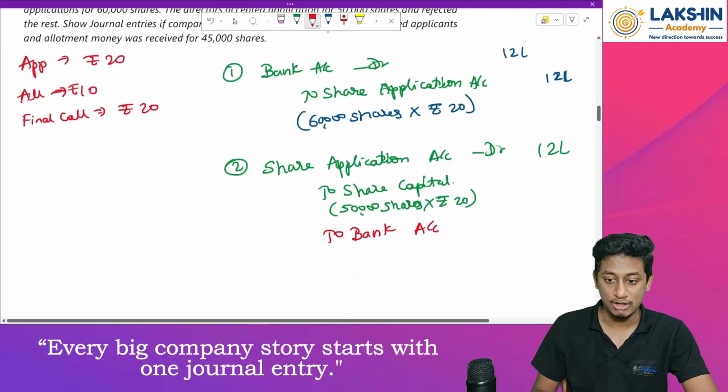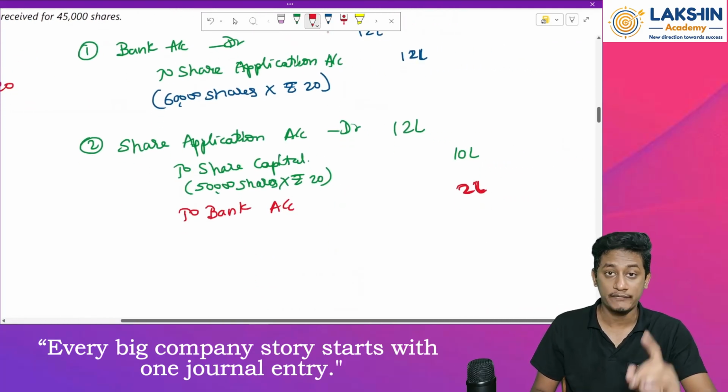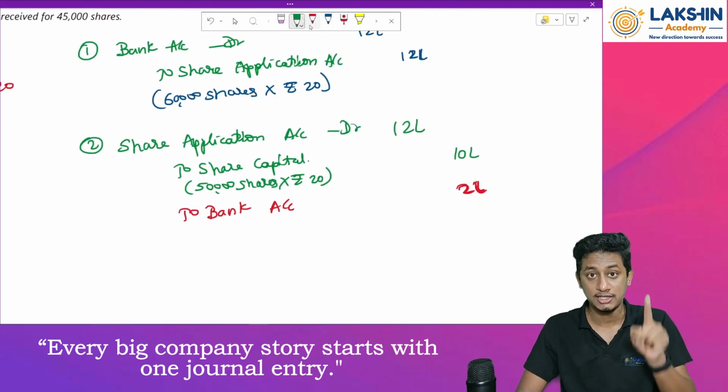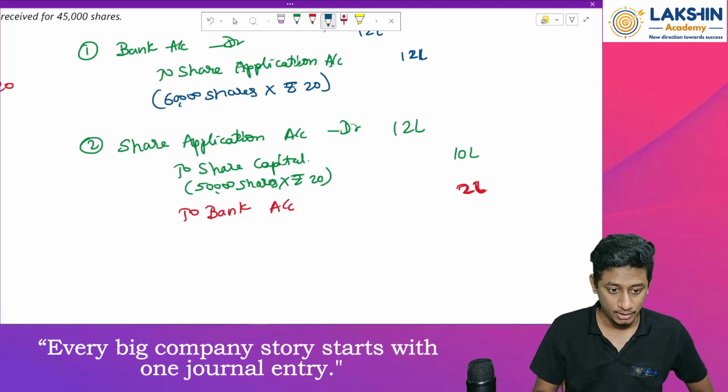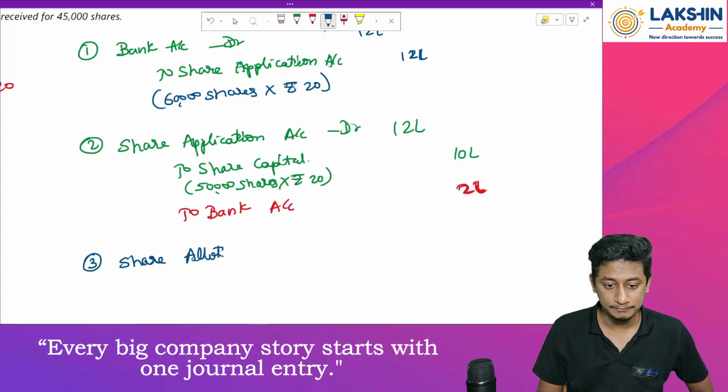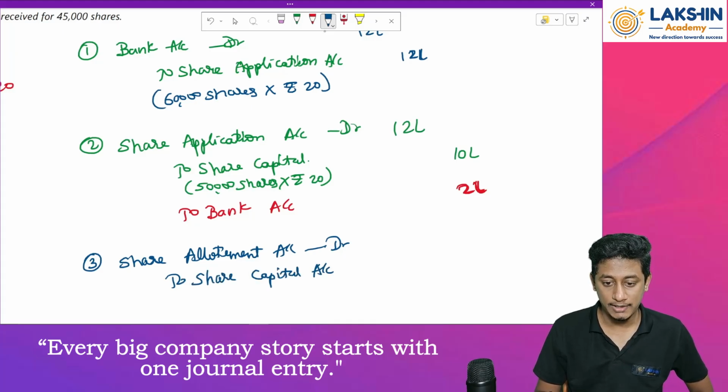Okay. After this, next what has happened? Next, let's go to the allotment step. So now in the allotment, what to do? First we should pass the due entry, and then we should pass the payment entry, right? So third one, share allotment account debited to what? To share capital account.